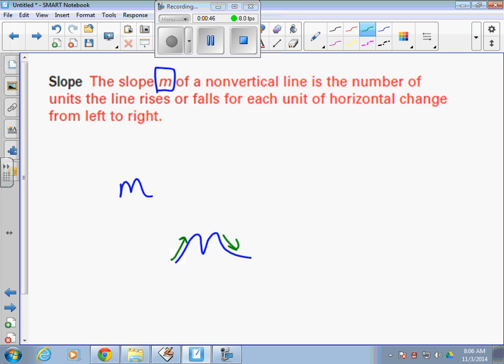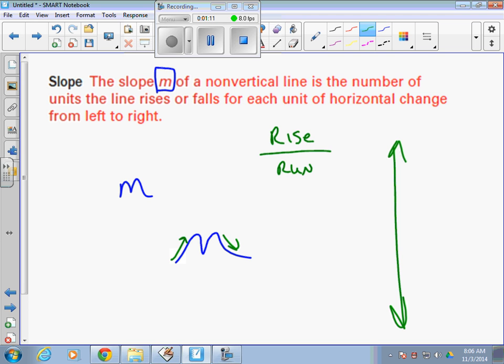M is a mountain. Anyway, it's the non-vertical line, so it's not a line that does this. That's going to have no slope. We'll explain why that's no slope in a few minutes. But it's a non-vertical line. It is the number of units the line rises or falls for each unit of horizontal change from left to right. A lot of people consider slope, they use this phrase right here, rise over run.